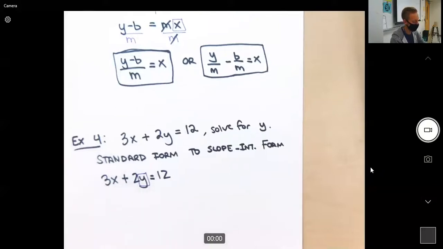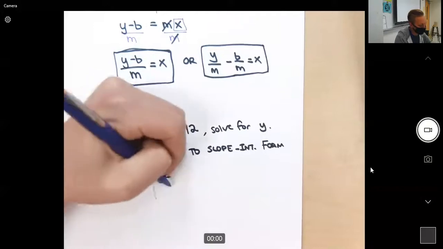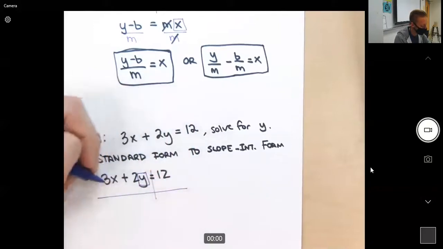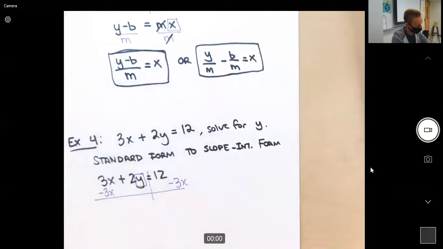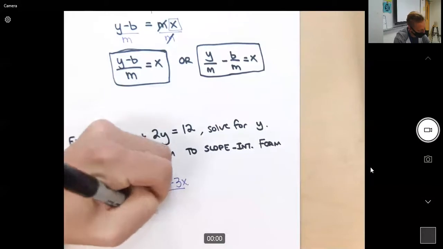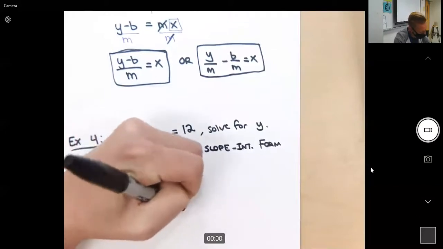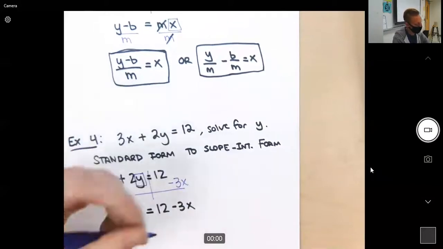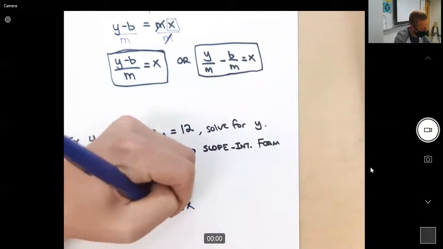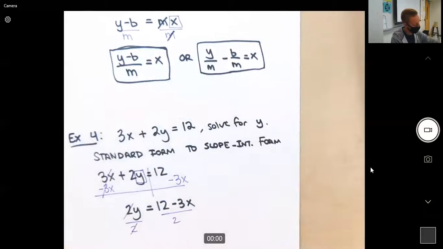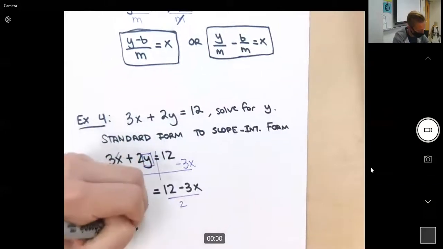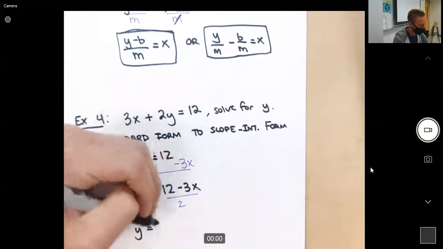We can start solving. So I want to solve for 2 times y, or just y, so I'm going to subtract 3x from both sides. So we get 2 times y is equal to 12 minus 3x. And then I'm going to divide both sides by 2. And so what we get is y is equal to 12 divided by 2.